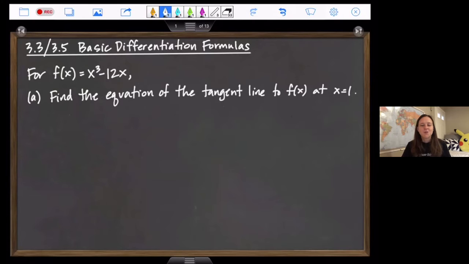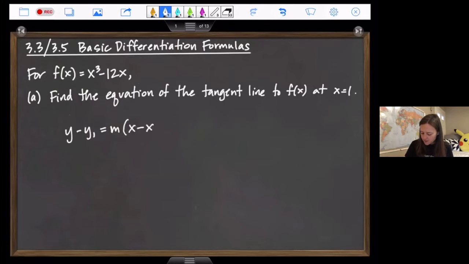Last time we were together in Zoom, we learned a couple of basic differentiation formulas, and we're going to use them in this example here. I've got f of x equals x cubed minus 12x, and we are asked to find the equation of the tangent line to f of x at x equals 1. So this is something we've done before with the derivative, but it's never been this easy because we've never had these shortcut formulas before.